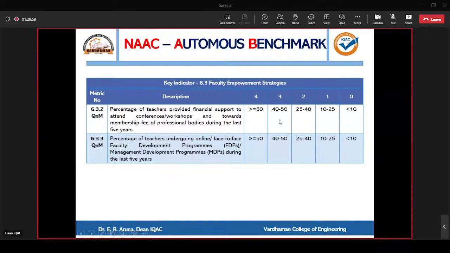And relatively, if we get 40 to 50% faculty, 25 to 40% faculty, it will continue like that. So as per the percentage of faculty who have benefited with financial support, we are going to get points like 4, 3, 2, 1. Similarly, the percentage of teachers who have undergone a face-to-face faculty development program. If more than 50% of faculty have attended the faculty development program, then we have to produce evidence like the participation certificates, and we'll get 4 points out of 4.